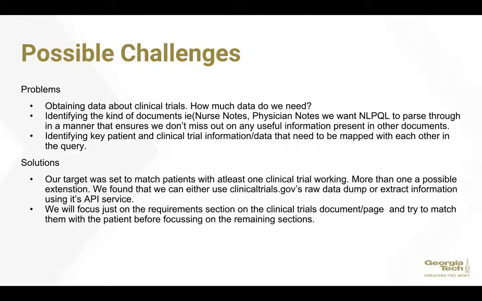Cool. Now, there are some possible challenges that we'll need to overcome. One is how to obtain clinical trials and how much data do we need? How do we identify what are relevant documents and how nurses and physicians will use our tool? And how to map between the two. So our solution is that we're just going to focus on one clinical trial from the clinicaltrials.gov dump. And once we get that working, we can scale it out to a more generic solution.